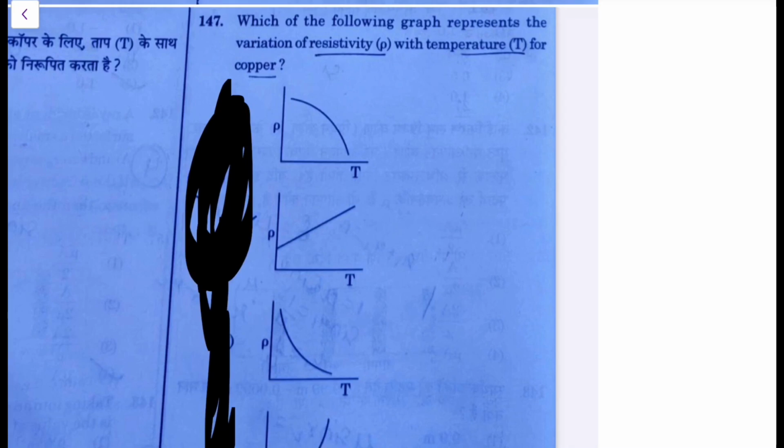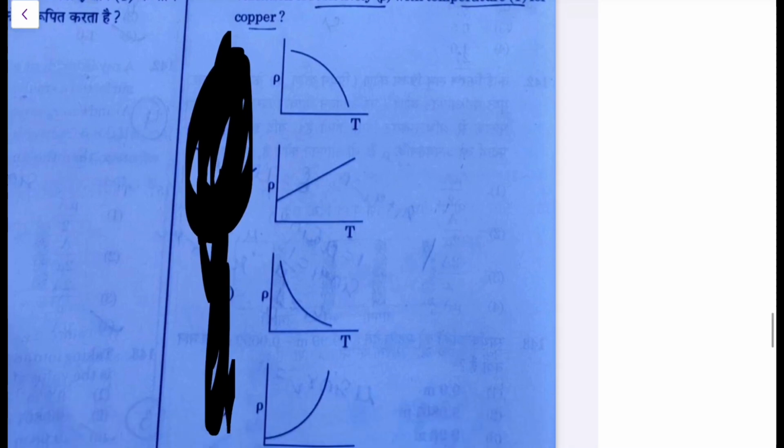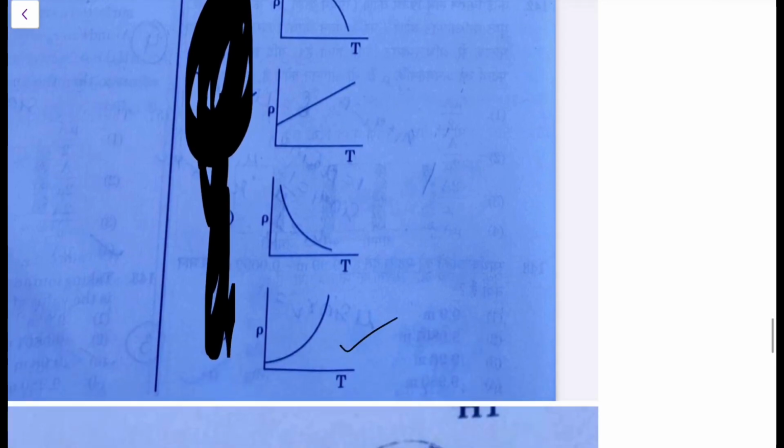Now, which is the graph of variation of resistivity with temperature for copper? If you check your NCERT, this is option 4th.